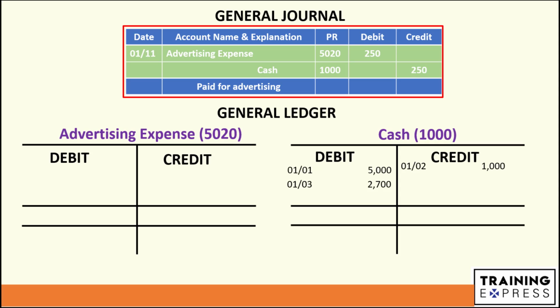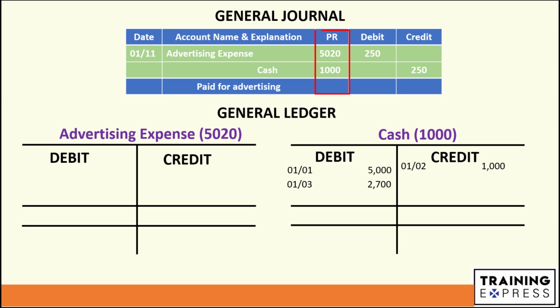Next transaction, look at the journal entry. Advertising expense debit $250 and cash credit $250. Look at the PR column. Advertising expense account number is 5020 and cash account number is 1000. Now let's try to link our journal and ledger together.